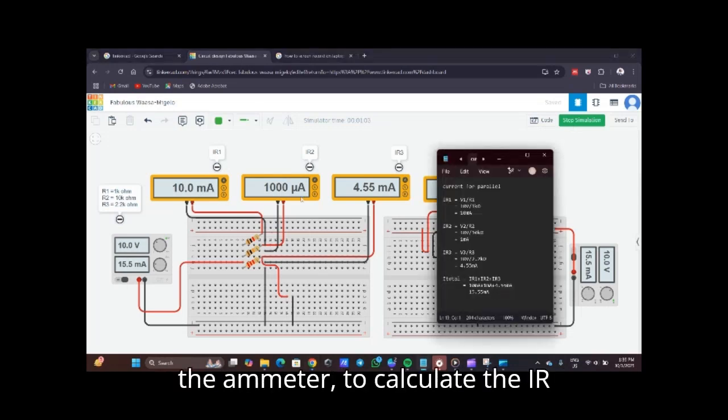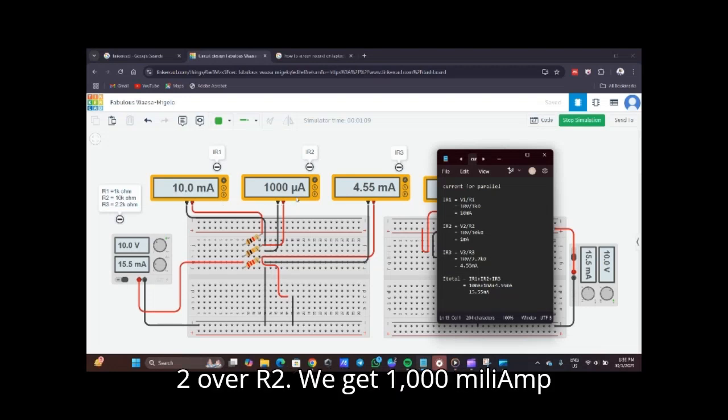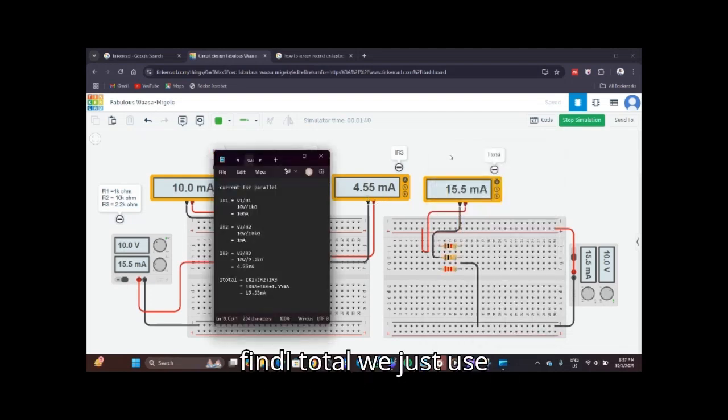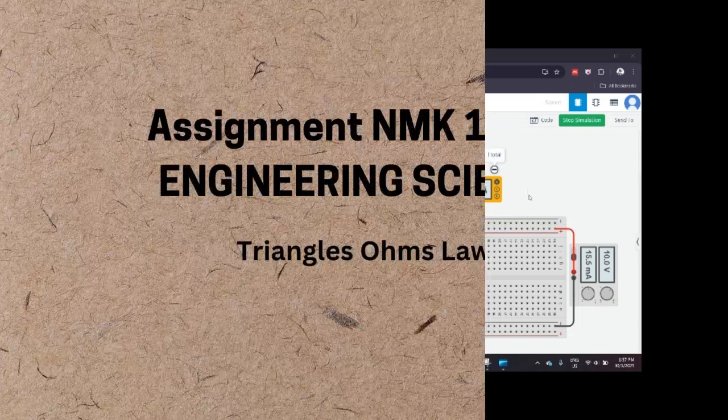To calculate the IR1, we use V1 over R1 and we get 10 milliamp. For IR2, V2 over R2, we get 1 milliamp. And for IR3, V3 over R3, we get 4.55 milliamp. To find I total, we just use IR1 plus IR2 plus IR3 and we get 15.55 milliamp.